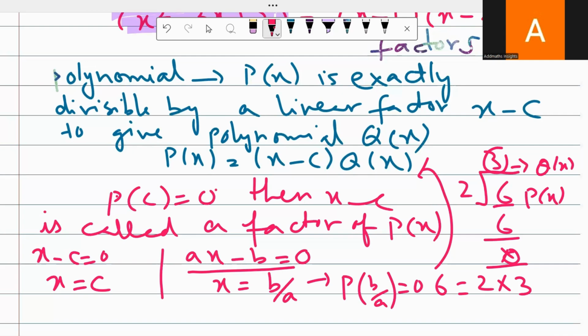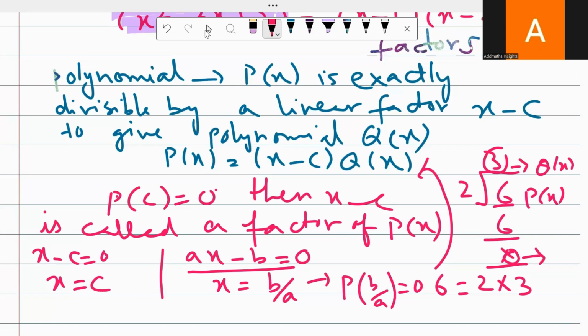Otherwise, if you get a value other than 0, then that value gives you the value of the remainder, which is called the remainder theorem. So basically, they both are the same. If your remainder is 0, then the expression is called a factor of this. And if you get some other value, then that value is called the remainder. Now I give you some examples.